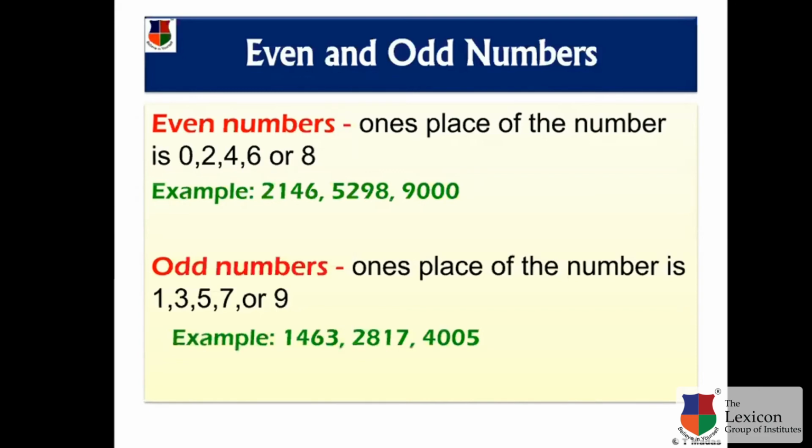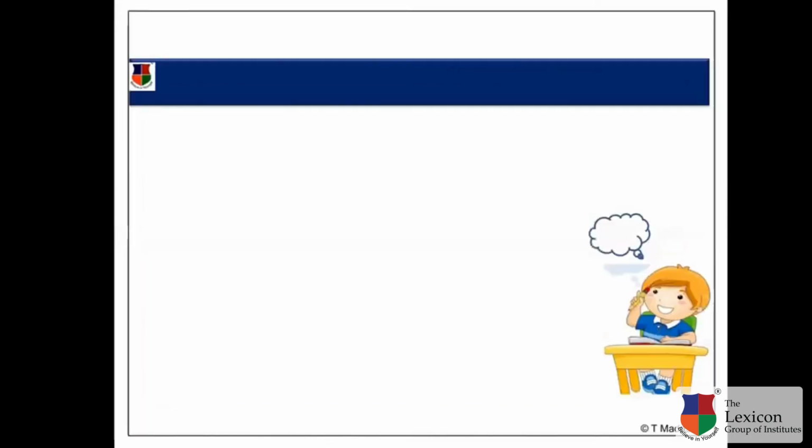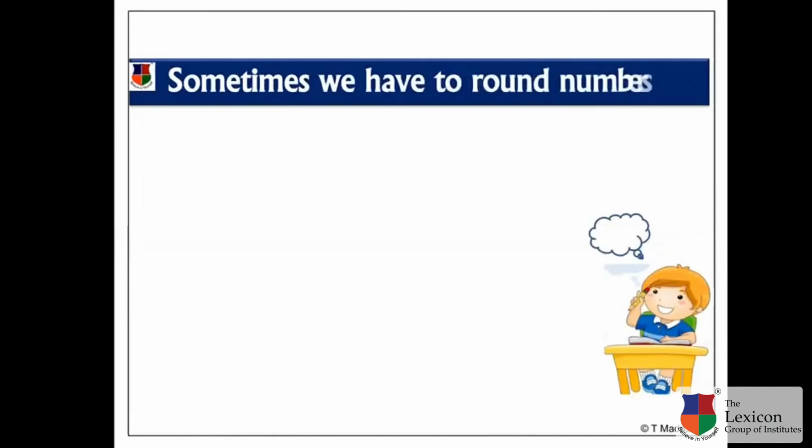Look at this example. 1463. So 3 is at ones place in this number. So this number is odd. 2817. Because in this number 7 is at ones place. That's why this number is also an odd number. Okay. Now, the next and last topic of our today's session is rounding off.